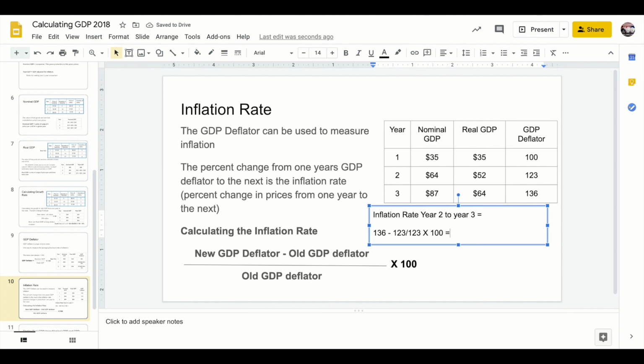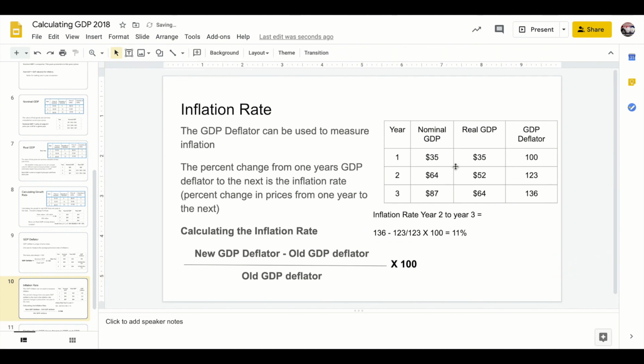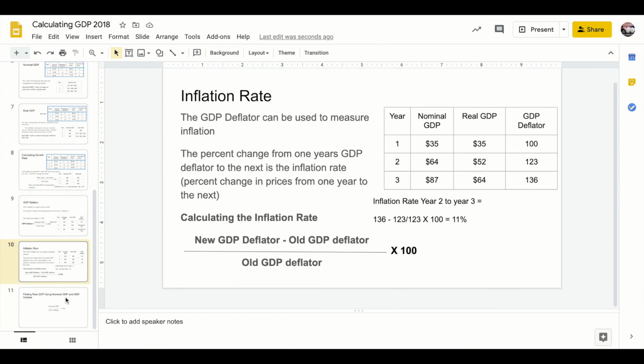So 136 minus 123 is what? Is that 13? Let me make sure. 136 minus 123 is 13, divided by 123 is 0.105, times 100. So it comes out to about an 11% change in prices. So inflation from one year to the next, from year 2 to year 3, was 11%. We had an 11% inflation rate.